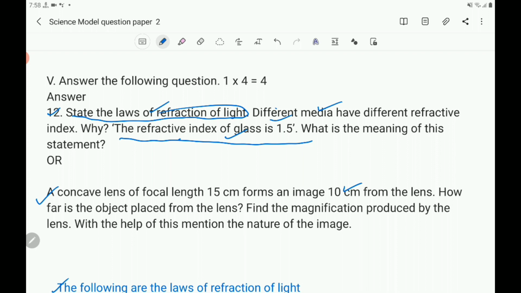Here, the focal length is given, that is 15 cm. F you take. Then, image distance is given, that is V equals 10 cm. And object distance is to be found out. And also we have to find the magnification. Next, the nature of the image. All these things are to be written here.